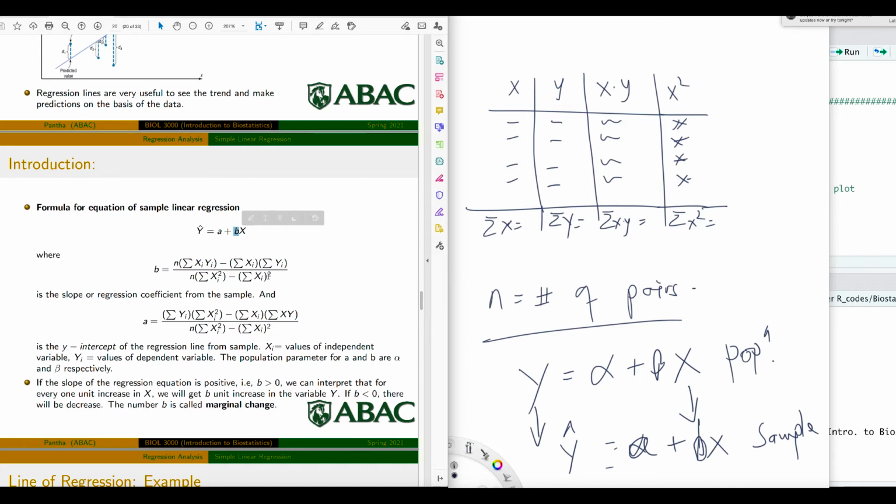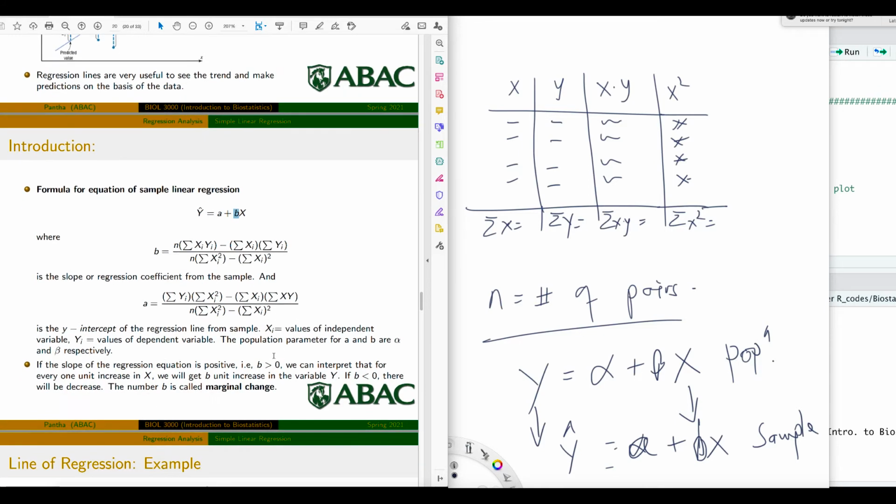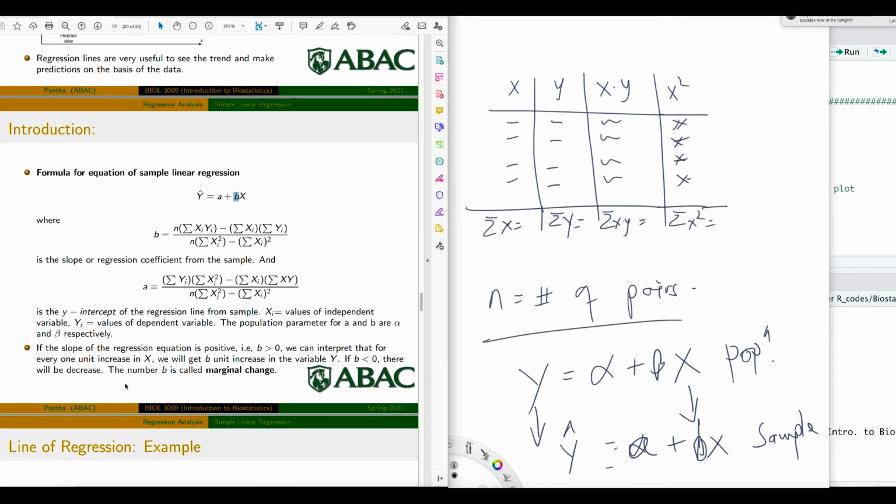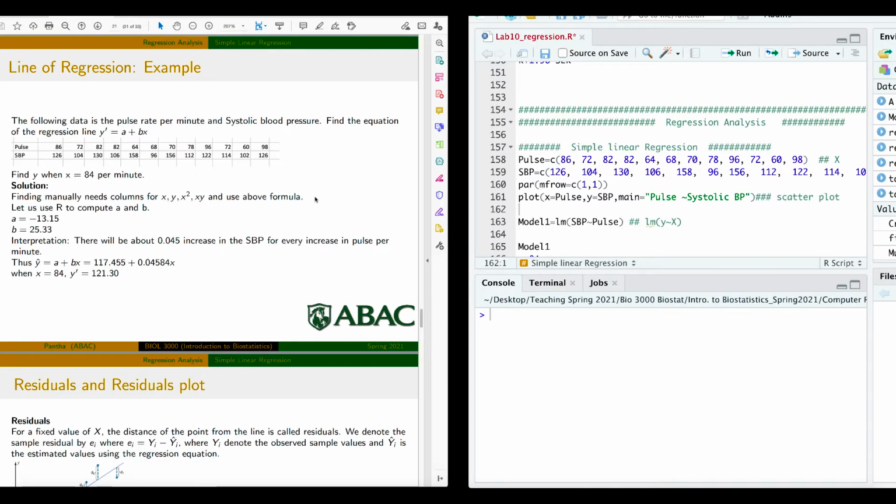So what that means is, if you make a 1 unit change in X, then you will see a B unit change in Y. If B is positive, then if you increase 1 unit in X, you will see a B unit increase in Y. That's what it means, okay? And if B is negative, then there will be a decrease. The number B is called the marginal change. Let us see one example.